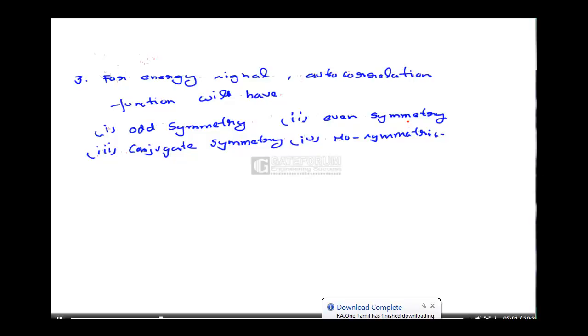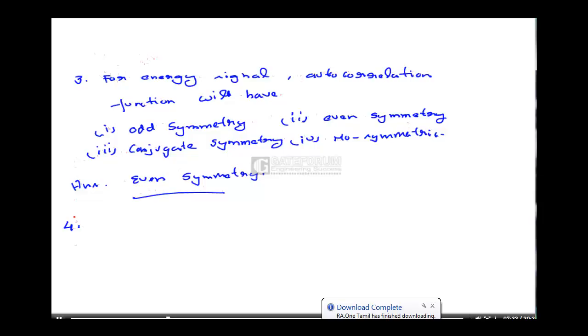See, for any signal, autocorrelation function will always be even symmetric. So the answer for this will be even symmetric. We need not think about the signal, we just have to see whether it is an autocorrelation function which is found. If it is found as autocorrelation function, that means the symmetry is even symmetry. Next question.